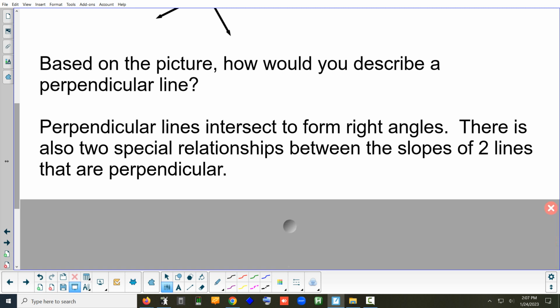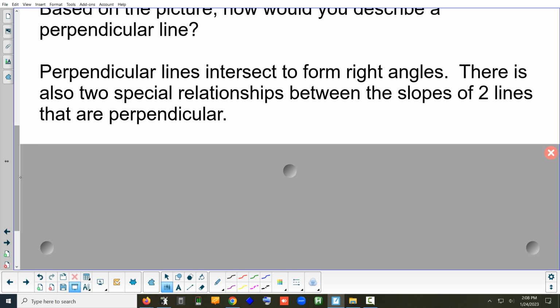Okay, so now we're at the guided notes. We know that parallel lines have the same slope. So if I had a line with a slope of 3, and I want to find one parallel, what's the slope going to be? 3. They have to be the same. When we're dealing with perpendicular lines, the slopes have a connection to each other, but they're not the same. But there is a connection.